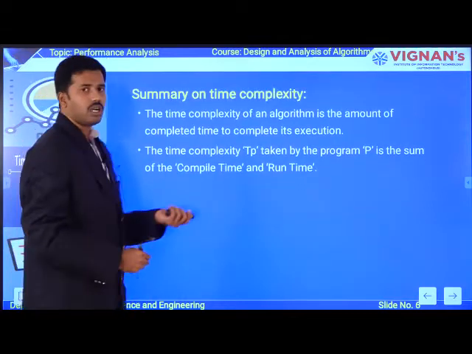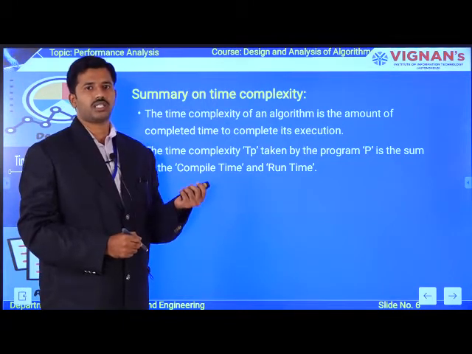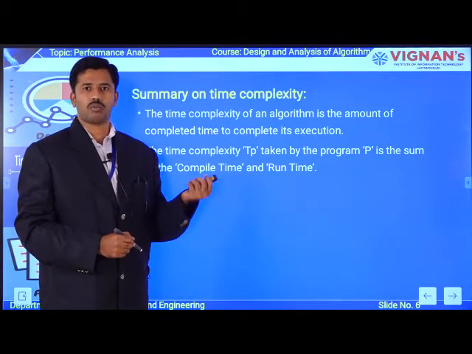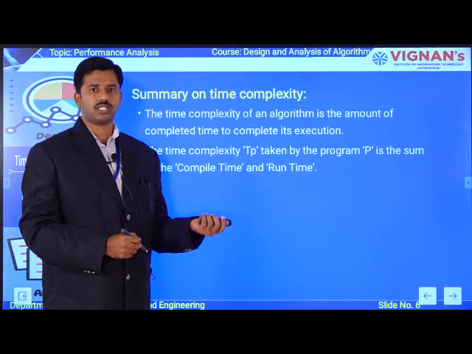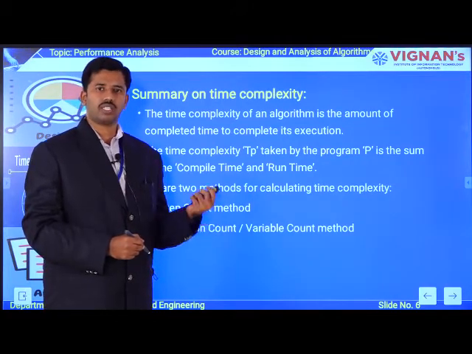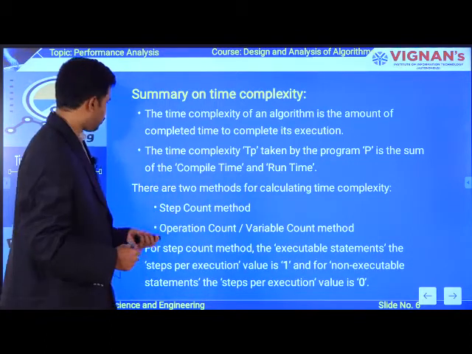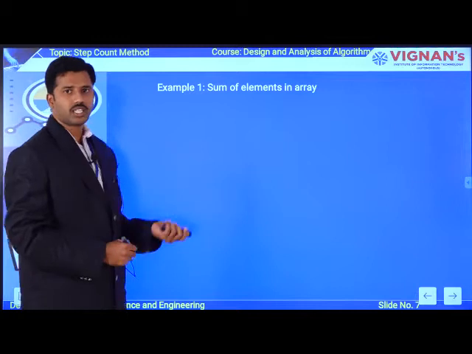As of now we have seen the definition of time complexity: it is nothing but the sum of both compile time as well as run time. For executable statements the step count value is 1, and for non-executable statements the value is 0. Now let us discuss the examples.